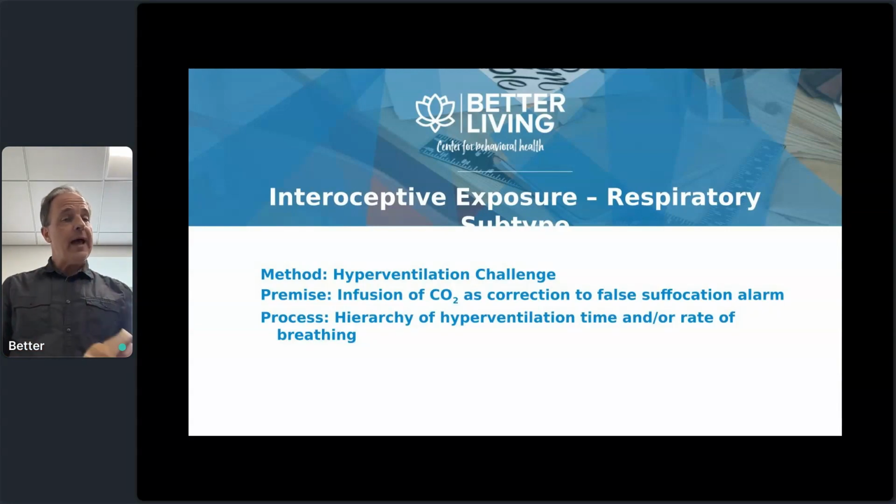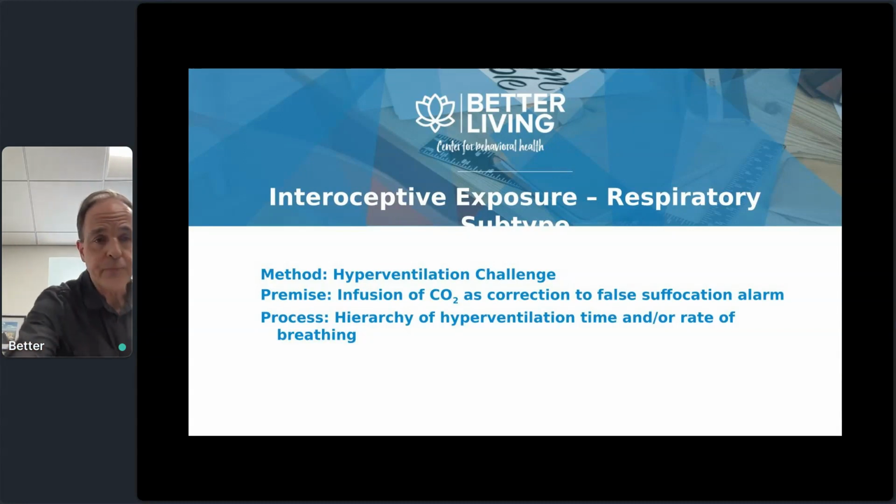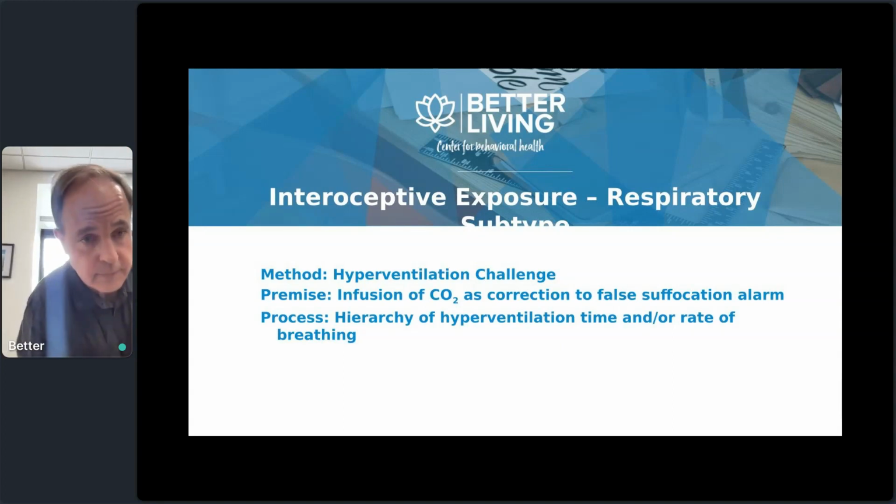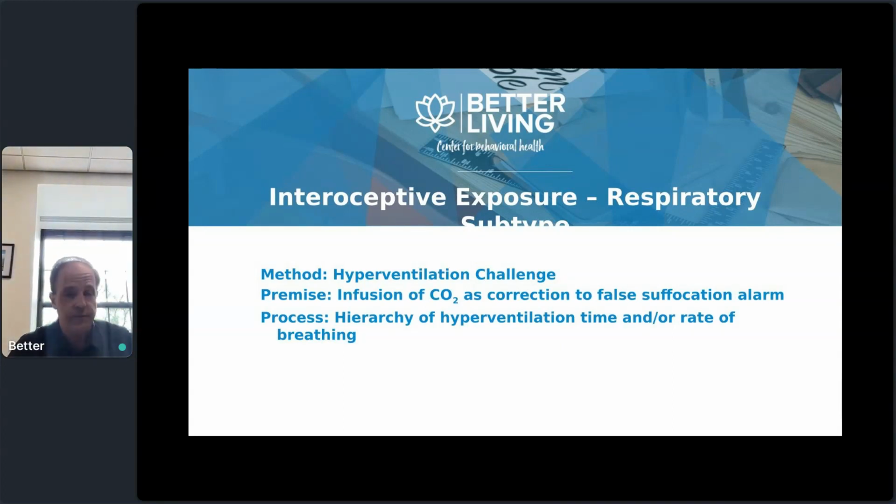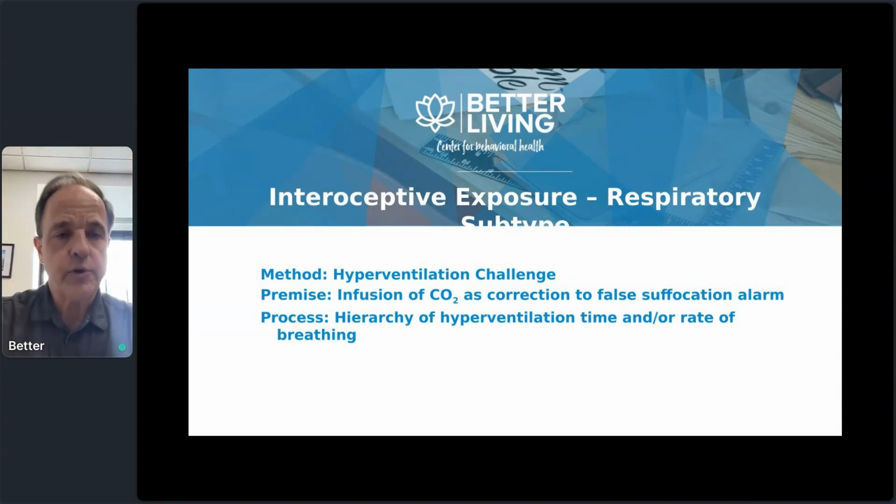You don't have to go through a new bag every time, by the way. Remember, you spent $2 on this. You want to make it last all 50 exposure sessions. So that would be the model of intervention for the respiratory subtype.